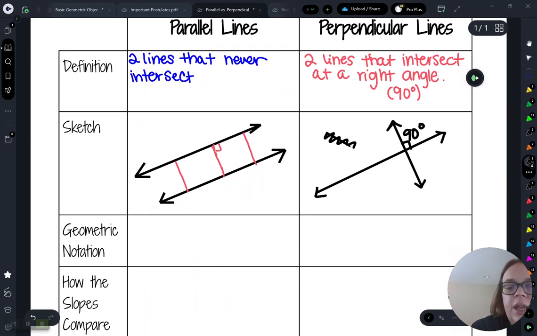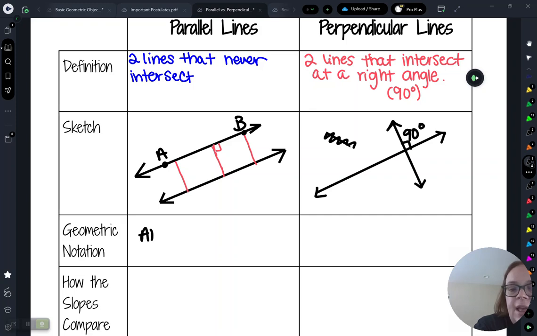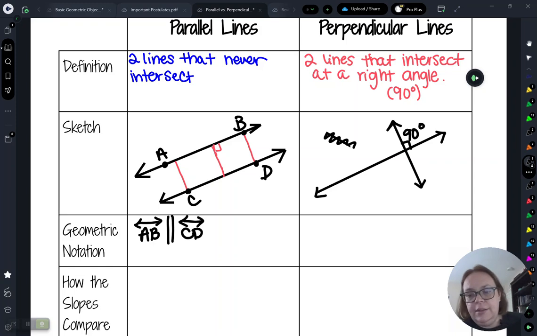So let's go and talk about the geometric notation. So we need to talk about the name of the lines. We can use different points like AB. So we can say that this is a line AB. And this one we'll call CD. And in the space between them, I'm going to draw two parallel lines. That is the symbol for parallel lines.